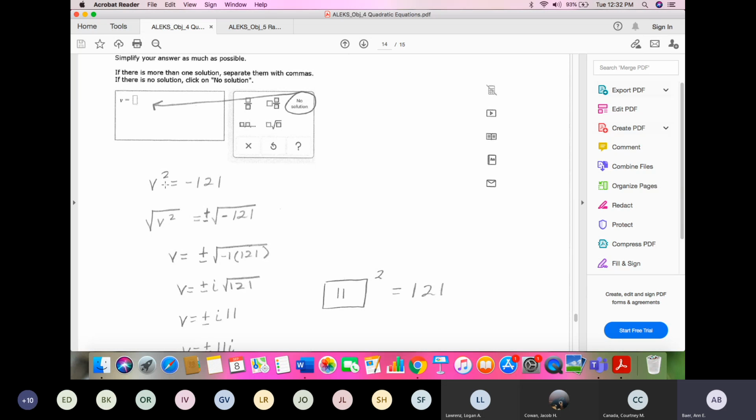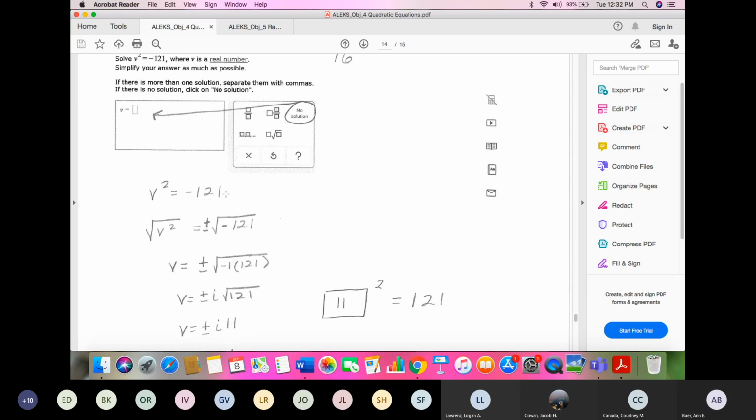Okay, so here's our original problem. We took the square root of both sides. So we get the square root of v squared right here, equals plus or minus the square root of -121. This negative, really you can replace by -1. What's the square root of -1? Can anybody unmute their mic and tell me? Is it i? It is i. So you're going to get an i on the outside.